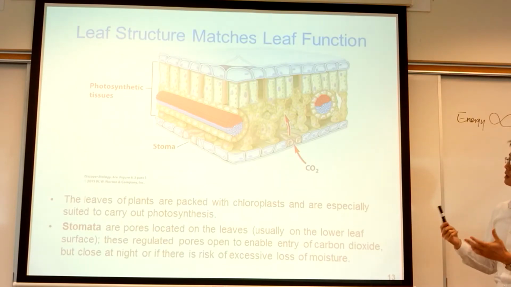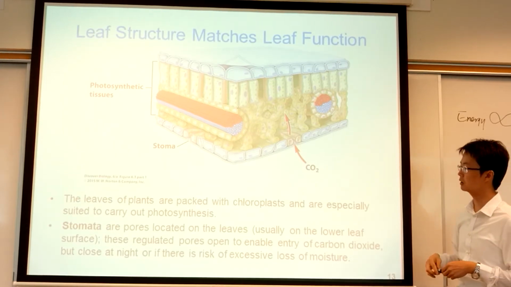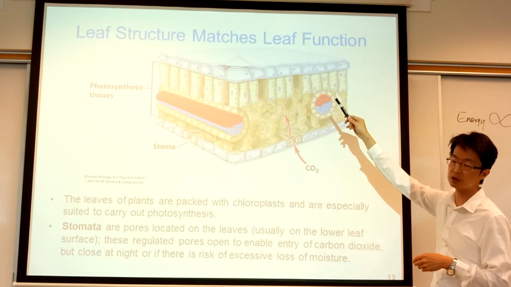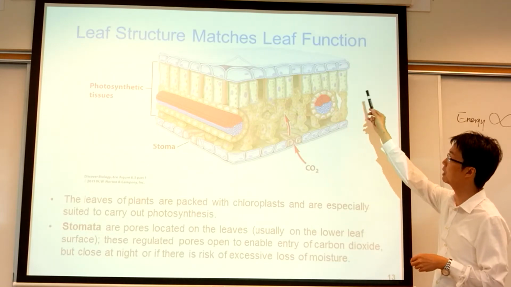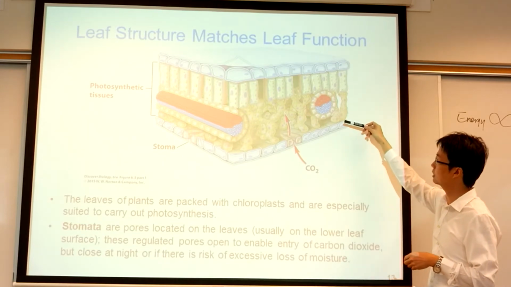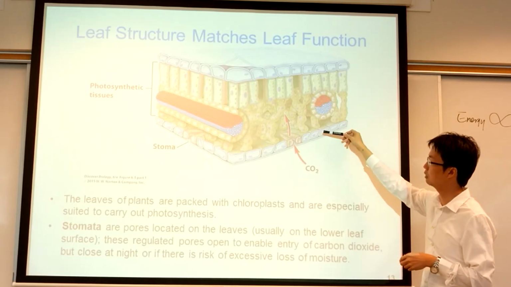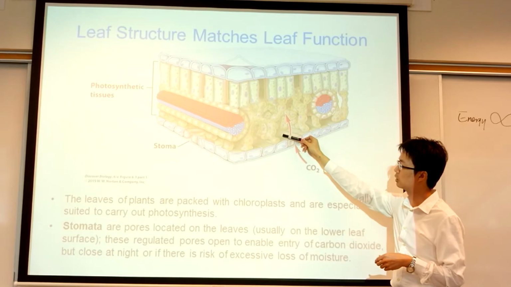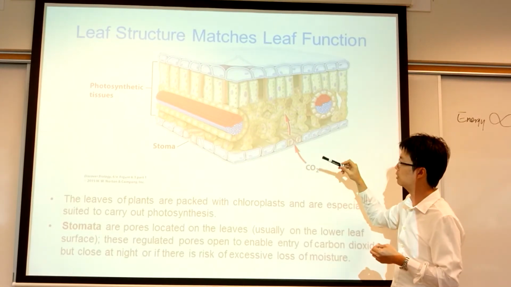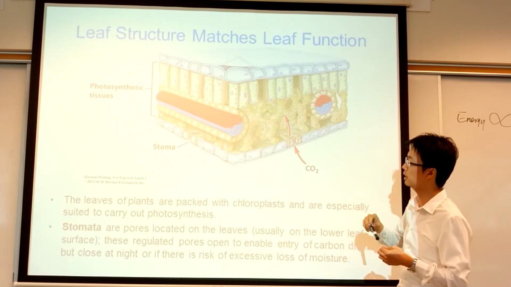So the structure of the leaves, I already told you about it. The different layers: the cuticle prevents water loss on the top layer, and then the upper epidermis, and then the palisade mesophyll, spongy mesophyll, lower epidermis. In the lower epidermis, we have a stoma, a physical opening, an air hole, so that CO2 can go in.